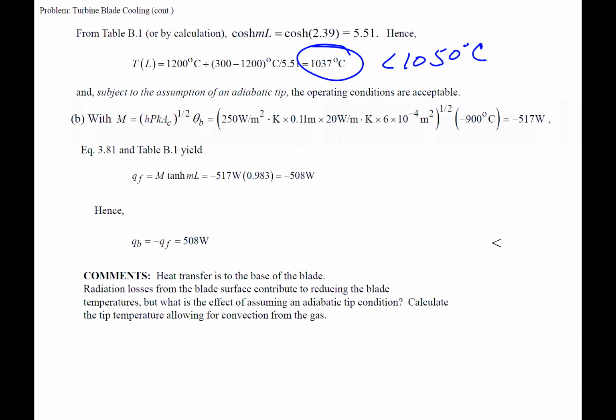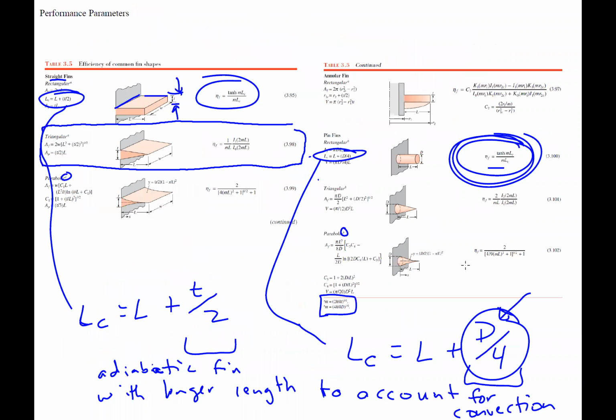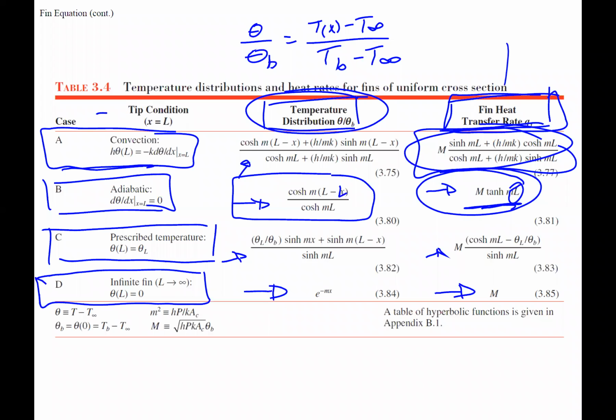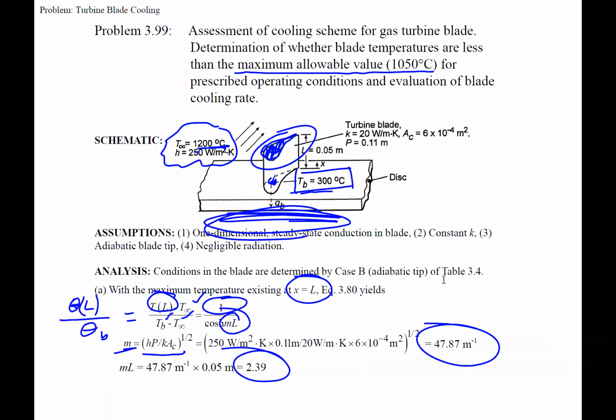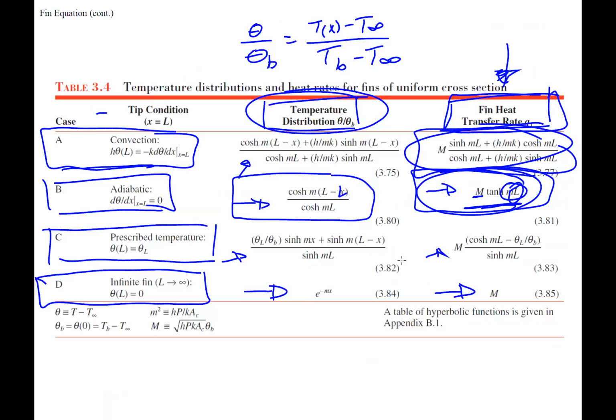Part B is the heat rate. So they ask for the heat through the fin. So that's where we can go back and see our fin heat rate. Again, it's an adiabatic tip, so we utilize this equation. So we need capital M. We already have mL. All right, so capital M, we can see in the tables down here, those two parameters are given to us. So we're just looking for M.